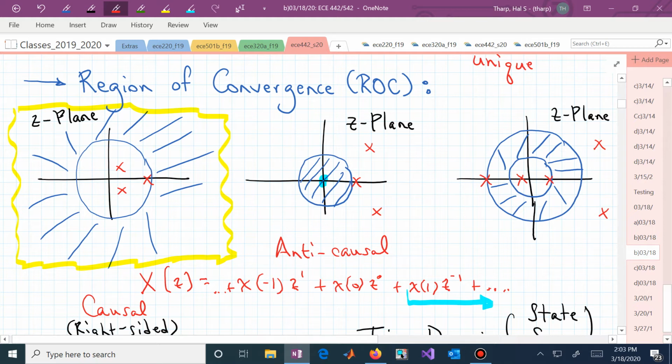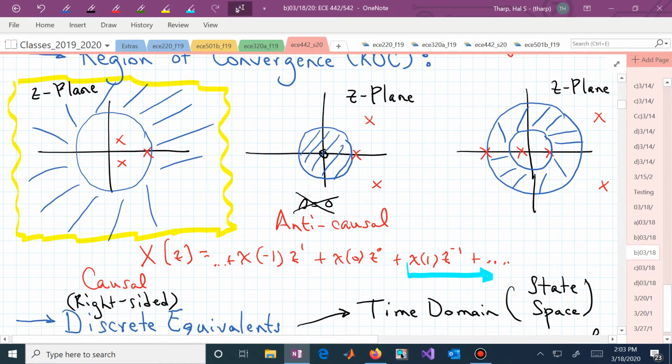And if in fact we removed that point, I don't know what color to make that. Why don't I make it sort of this black? If we actually removed z equal to 0 from that region of convergence, then we actually could have a finite number of these terms that are powers of z to the minus 1, z to the minus 2, etc. We could have now a left-sided time domain sequence.